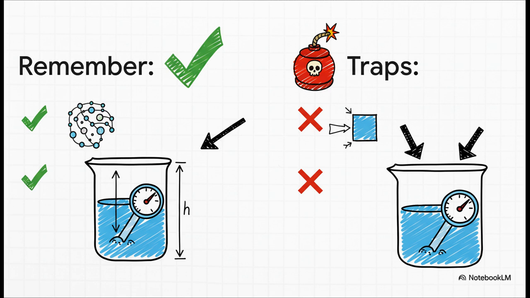Now for the big one. That formula, H rho G, that calculates the extra pressure you get from the depth of the fluid. But if a question asks for the total or absolute pressure, you have to remember to add the atmospheric pressure that's pushing down on the top of the fluid. So many students forget this, and it's an easy way to lose marks. Don't let that be you.